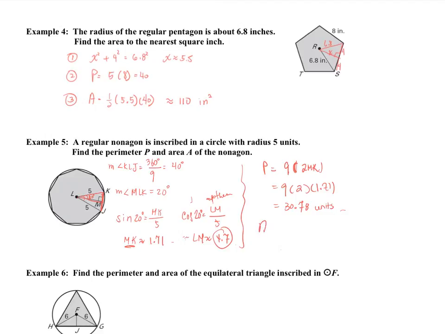And then area, half times A times P, and the apothem will be 4.7, perimeter 30.78, and this will be about 72.33 square units.